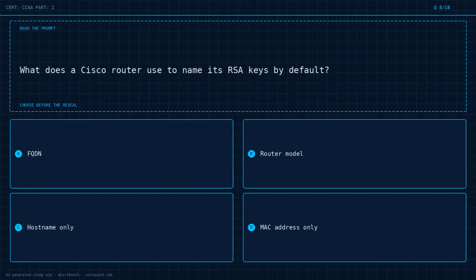Question 8 of 18. What does a Cisco router use to name its RSA keys by default? Option A, FQDN. Option B, router model. Option C, hostname only. Option D, MAC address only. Make the call before the reveal. Hold the line on it. The answer is Option A.